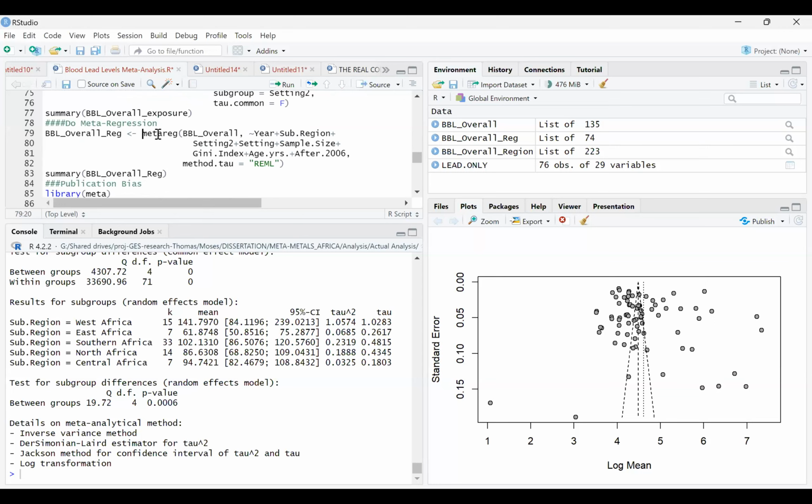So I have my meta reg. In R, simply type in metareg as the function and input your model. Now, tilde is normally what is used for saying I'm running X and Y. So we have the blood lead levels representing our Y, and then the other aspects: year plus region plus setting plus sample size plus Gini index plus age plus after 2006. And then we are saying that the tau square should be estimated by restricted maximum likelihood.